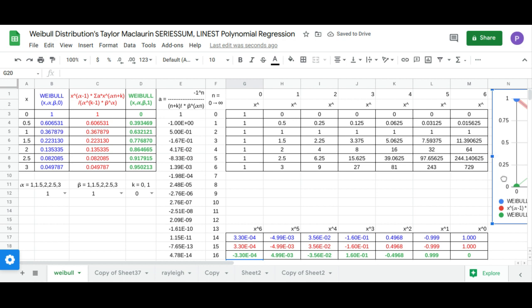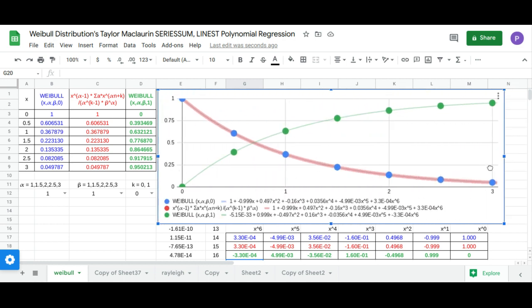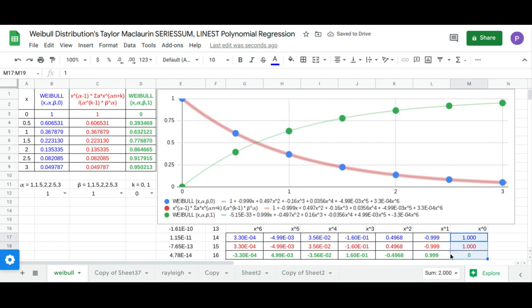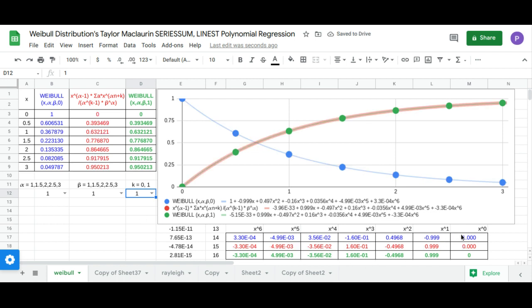Let's compare our chart. So here's our chart. Coefficient of x to the 0, and we can toggle this to 1. This is 0, 10 to the minus 33. 3.96 times 10 to the minus 30. This is also 0, negative 5.15 times 10 to the minus 33. And coefficient of x, 0.99, negative 0.99, positive 0.999, positive 0.99.